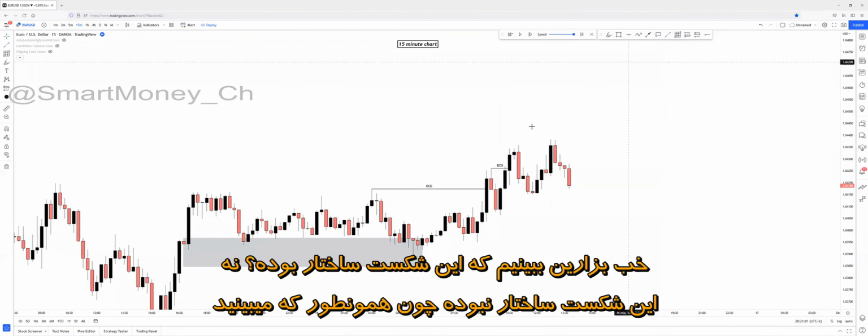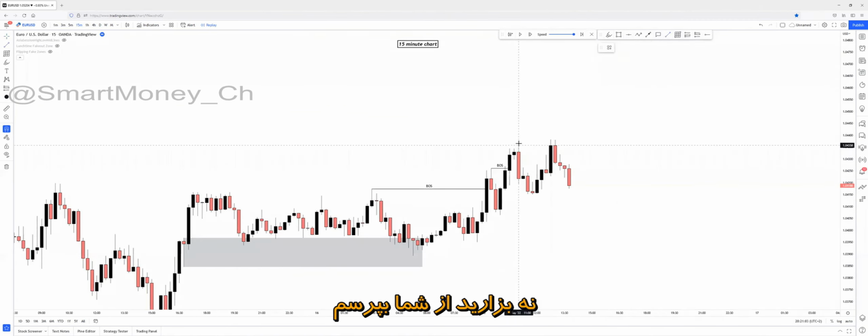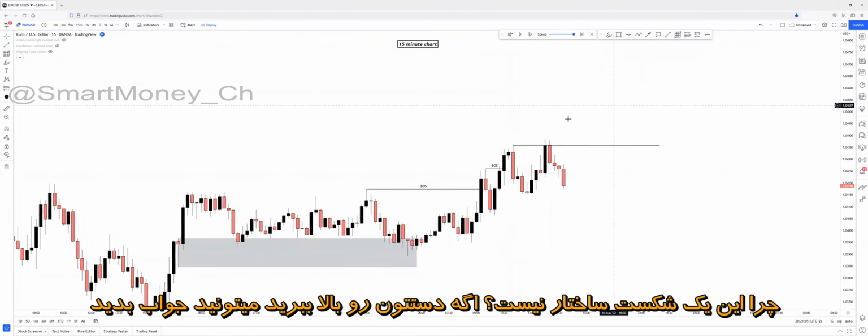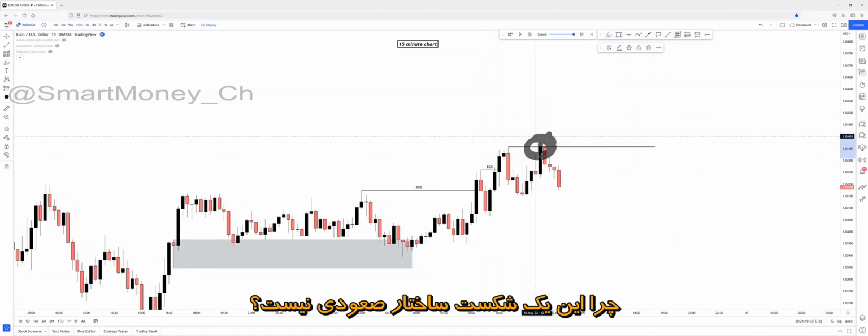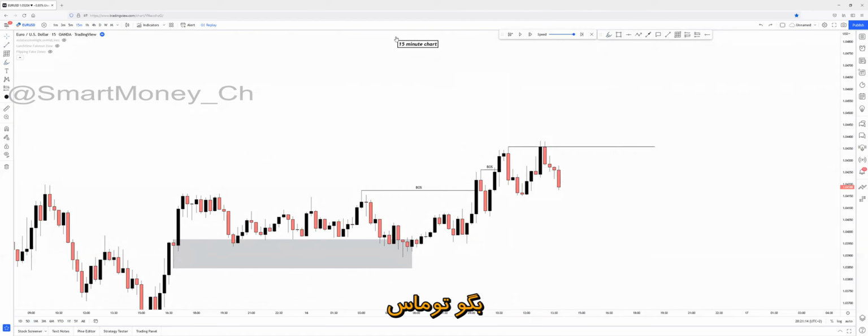And let's see if this was a break of structure. No, it wasn't a break of structure, because as you can see, no, I'm asking it from you. Why can't we call this a break of structure? If you raise your hand, you can answer the question. Why isn't it a break of structure to the upside? Thomas?